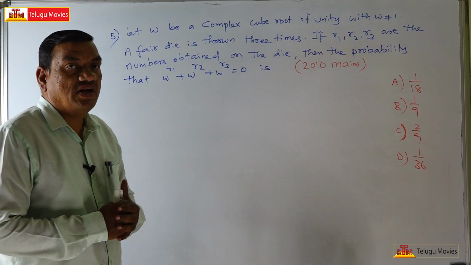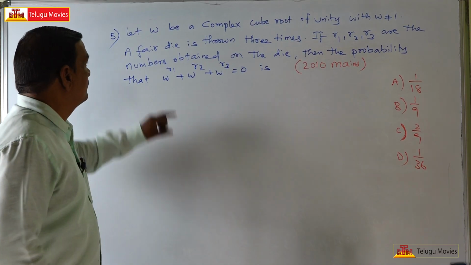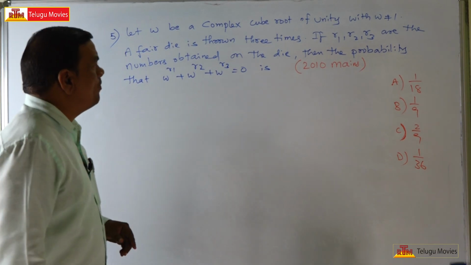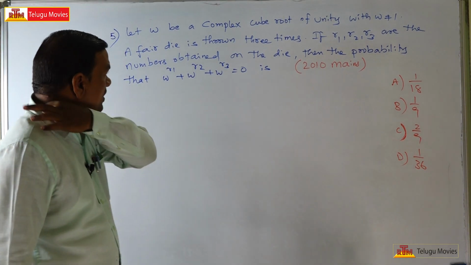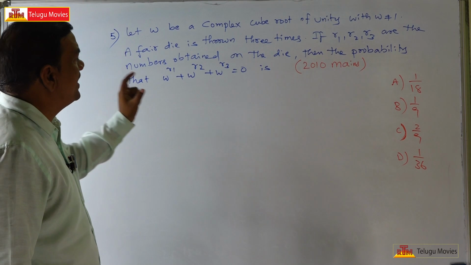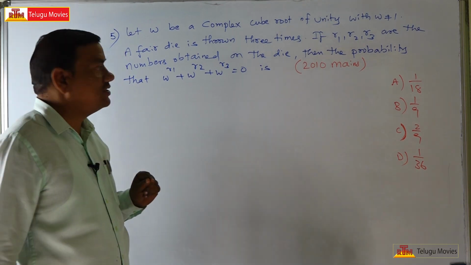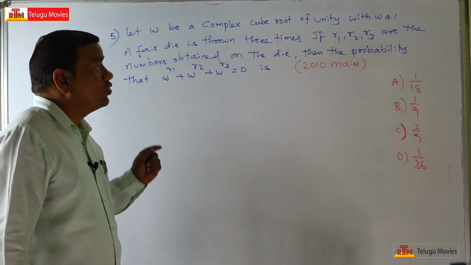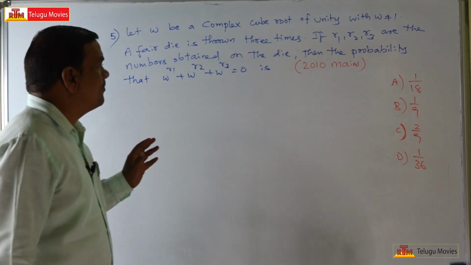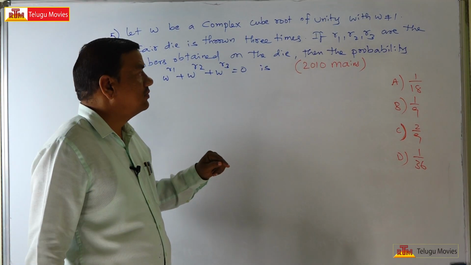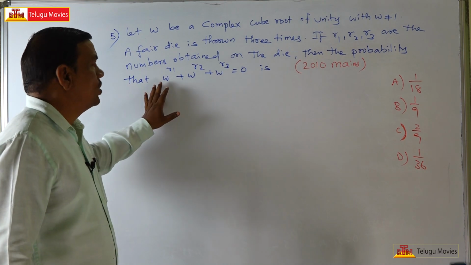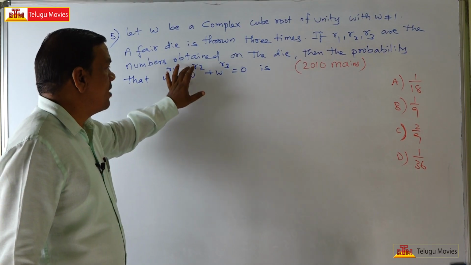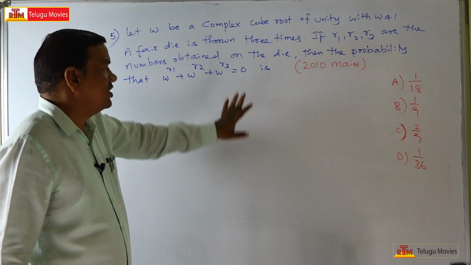Dear students, welcome to the fifth problem. Let omega be a complex cube root of unity with omega not equal to 0. A fair die is thrown 3 times, right? If R1, R2, R3 are the numbers obtained on the die, then the probability that omega power R1 plus omega power R2 plus omega power R3 is equal to 0 is.